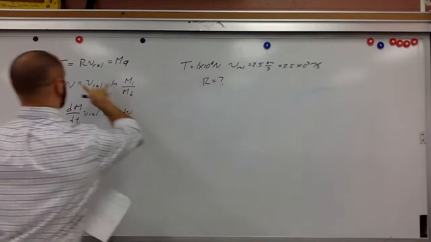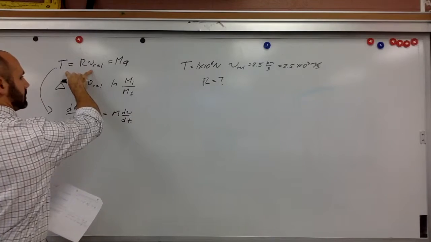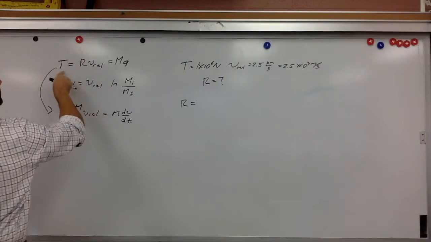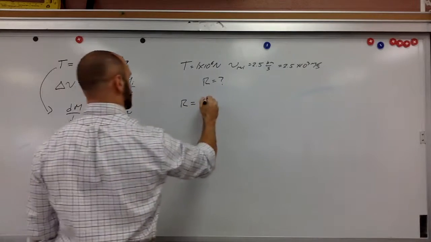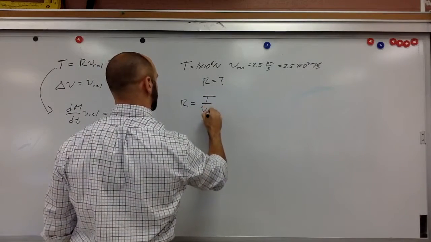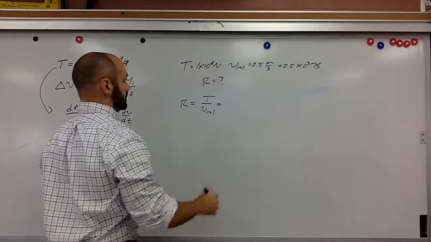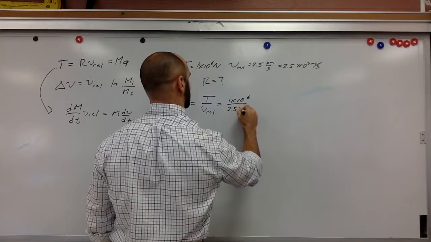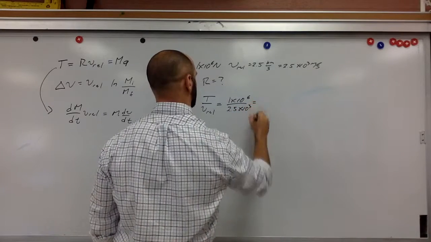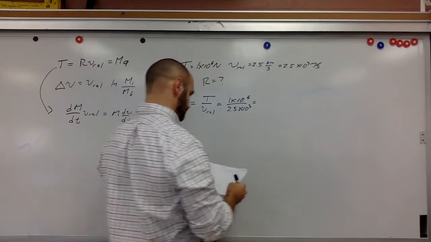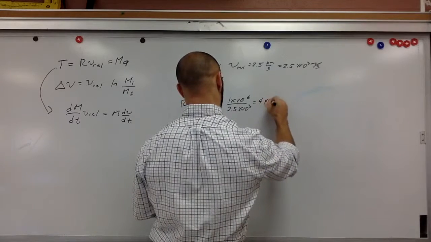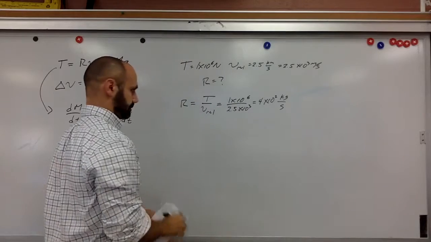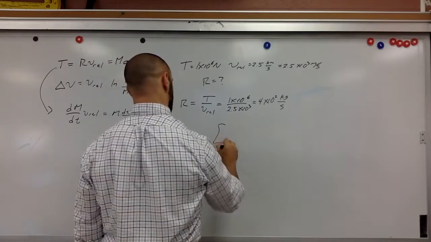So what equation are we going to use? We're going to use this one. Solving this equation right here, T equals R V rel, so R is T over V rel. So this is going to be 1 times 10 to the 6th over 2.5 times 10 to the 3rd. We end up with 4 times 10 squared kilograms per second. Let's do a unit check on this, make sure it works.